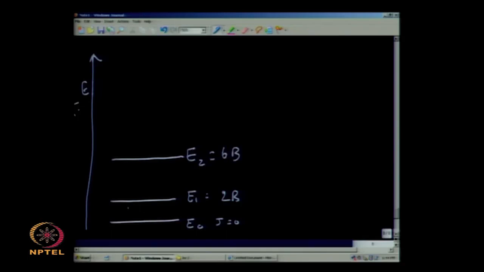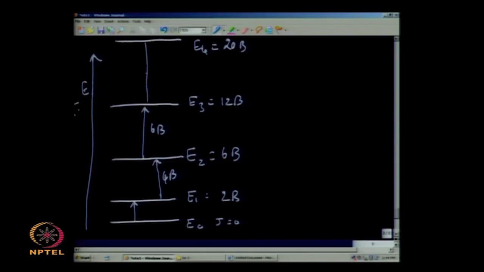The difference between E 0 and E 1 is 2B. The difference between E 1 and E 2 is 4B. Next, E 3 is 12B, and the difference between these two is 6B. And of course, E 4 goes out of the screen here, it is 20B somewhere. Let me write it at the top, and the difference here is now 8B. So successive energy levels corresponding to J equal to 0, 1, 2, 3 and 4 differ by 2B, 4B, 6B and 8B.